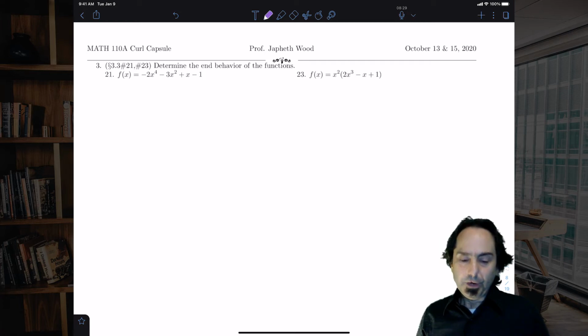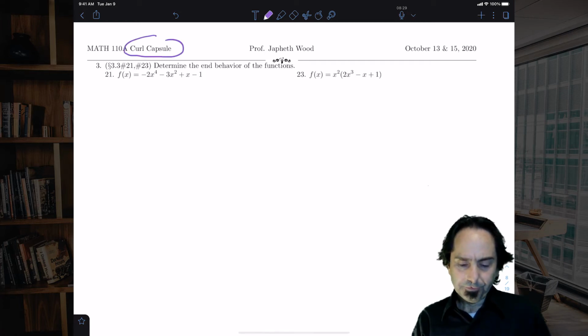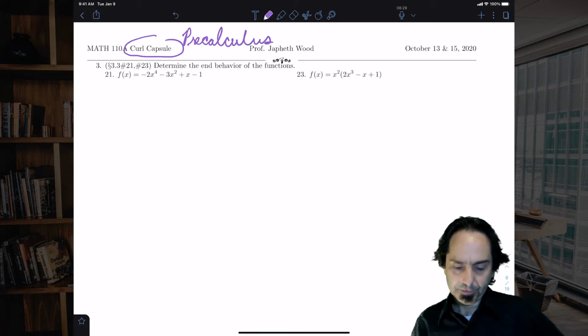Okay, welcome back. Here we are with number 3. By the way, I just noticed that someone scrambled up the letters of pre-calculus and wrote "curl capsule," but that should say pre-calculus, not the anagram.